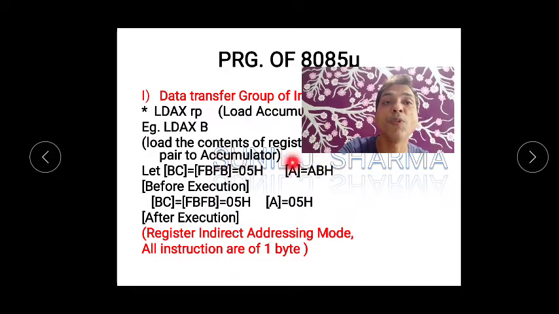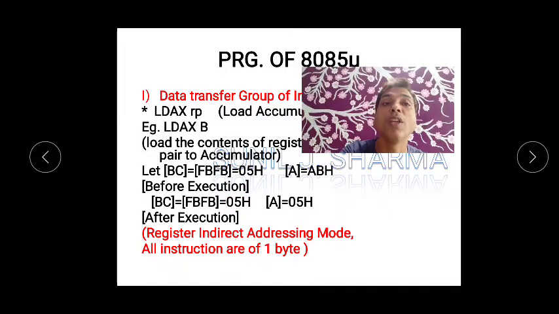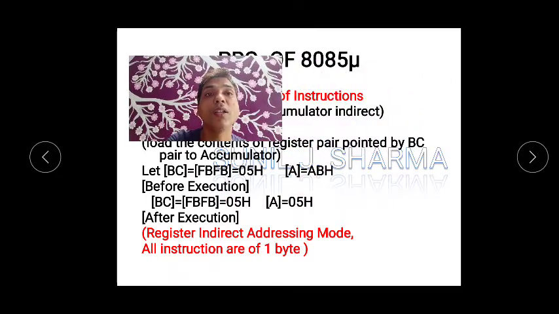So this is the before-execution situation. Now after execution, what happens? Whatever value is at that address does not change. That value will be given to the accumulator. So I think it is exactly the same.